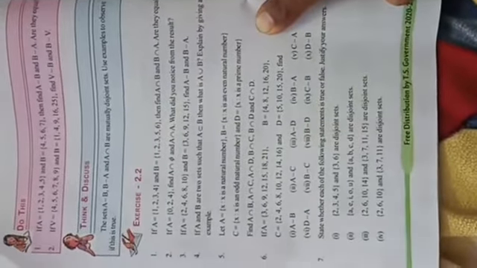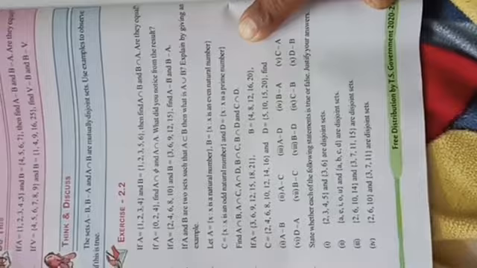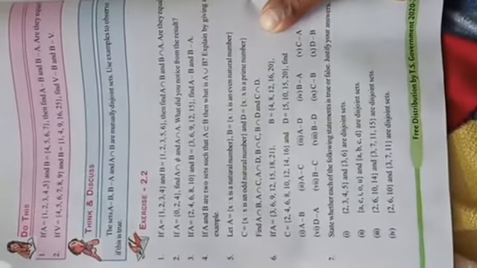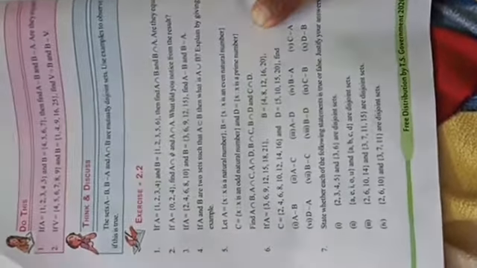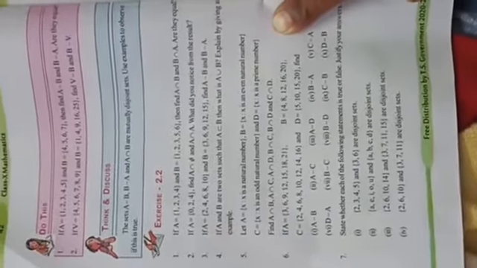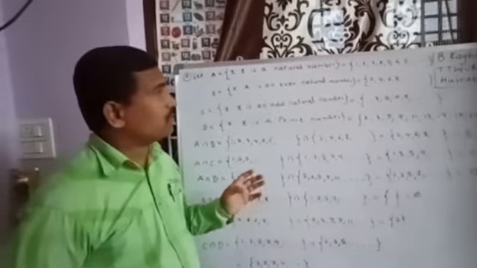Exercise 2.2. Now, this depends on A intersection B, A union B, and the difference of two sets. Okay, let us see some problems. I will explain 2 or 3 problems from this exercise, then you can do the remaining problems. All of you can get the concept easily. Let us discuss some exercise problems.